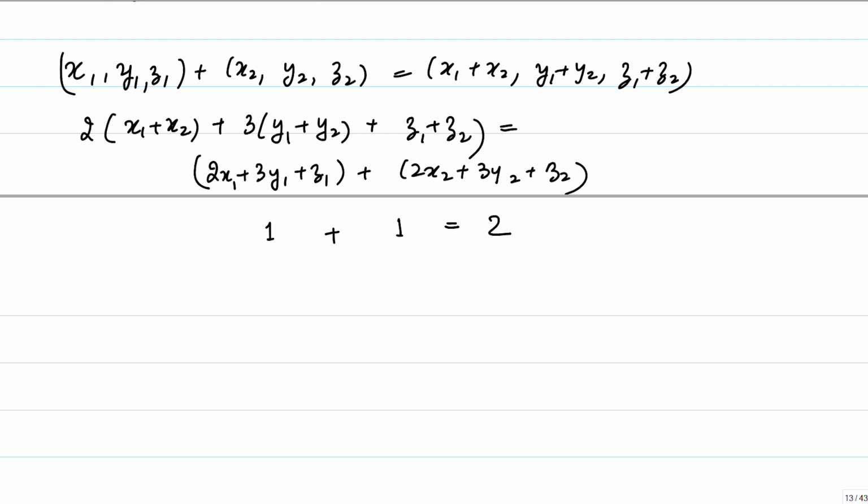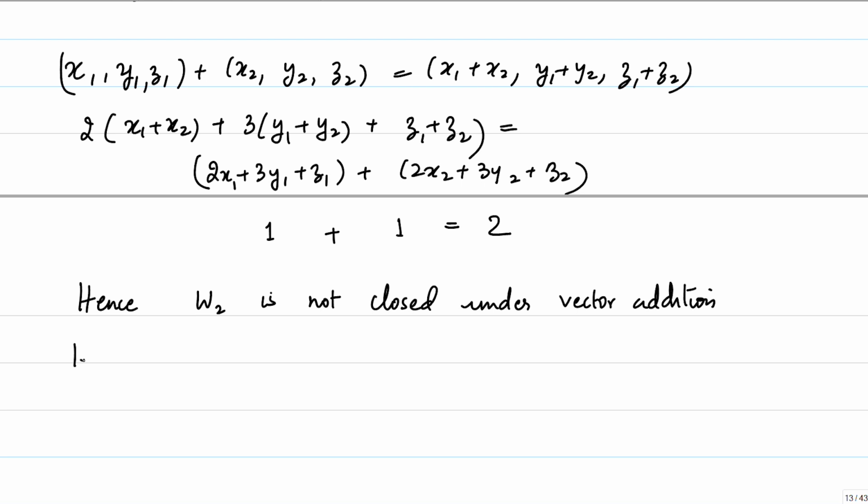But what was our requirement? Our requirement was that for this vector, if you look at 2 times the first coordinate plus 3 times the second coordinate plus the third coordinate, we should have got 1 for it to be in the subspace. Here we are getting 2, and therefore the vector sum is not in W2. W2 is not closed under vector addition, so W2 is not a subspace.